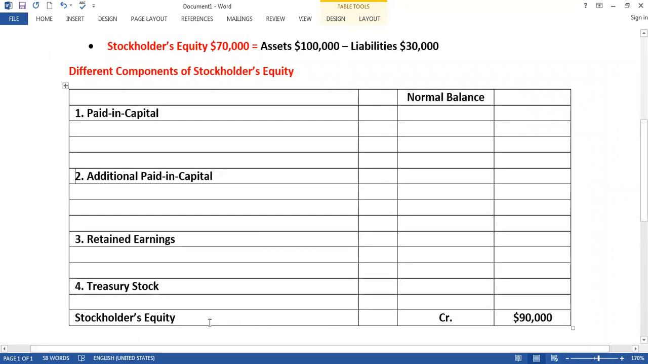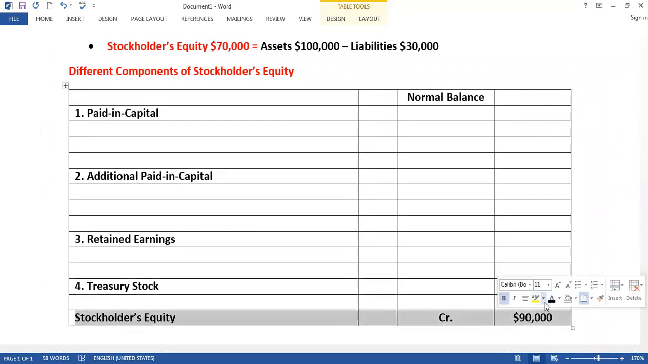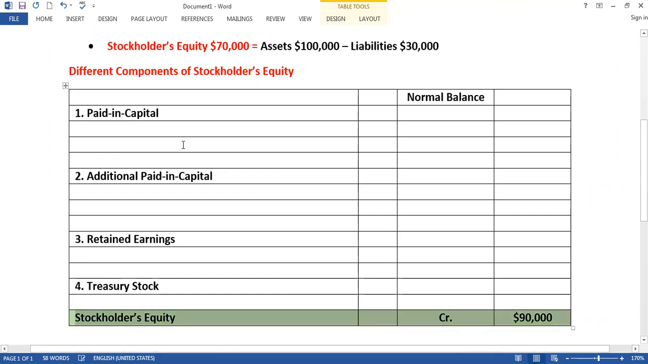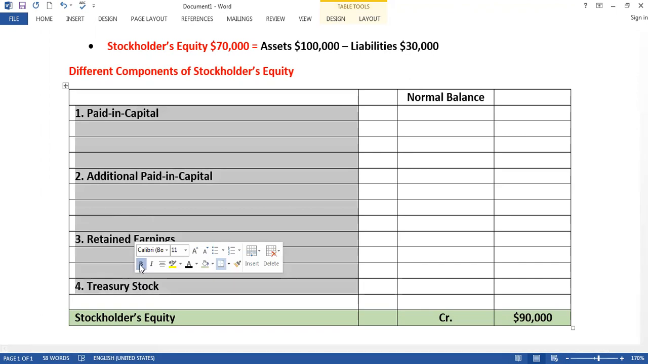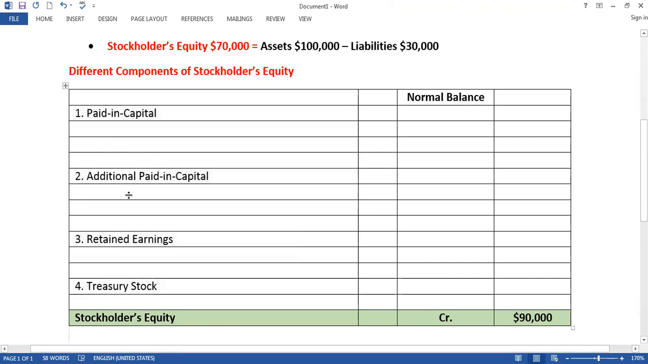So this is the total amount. Look at here. This is the total amount. The total amount is $90,000, and this total account includes these four components. These four components. Okay.